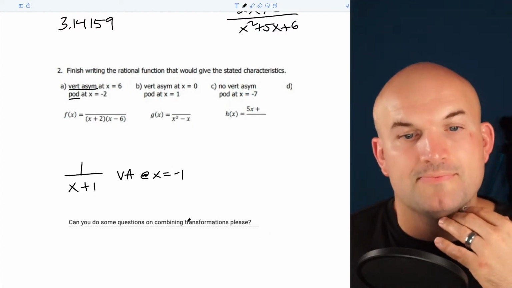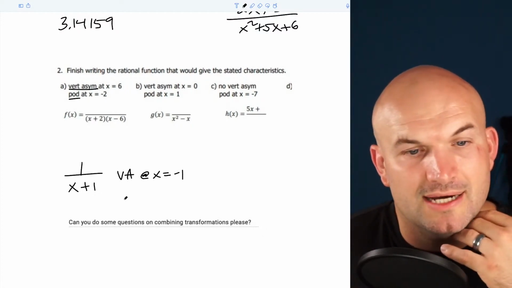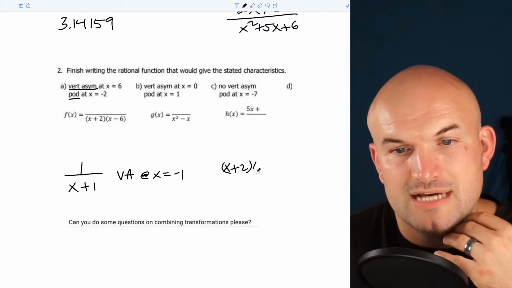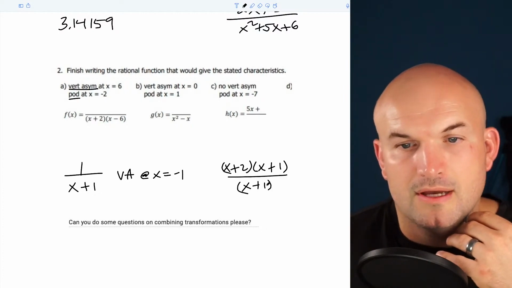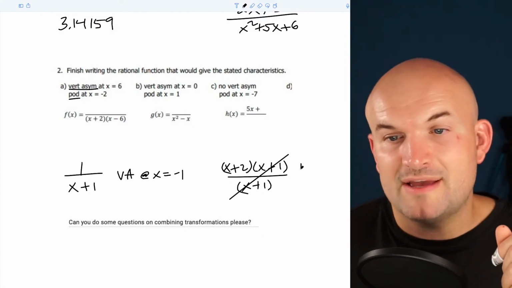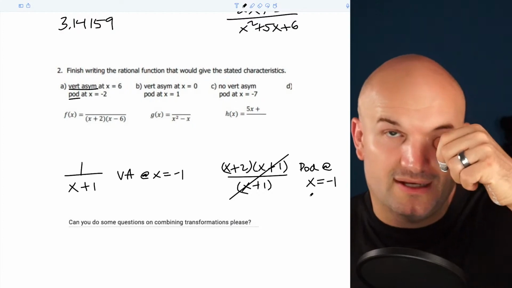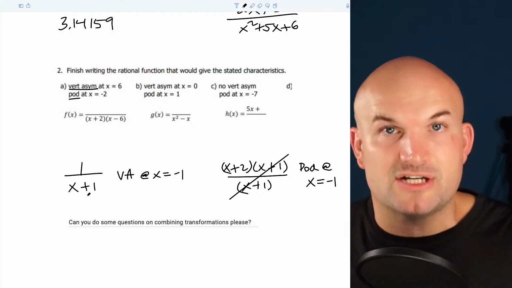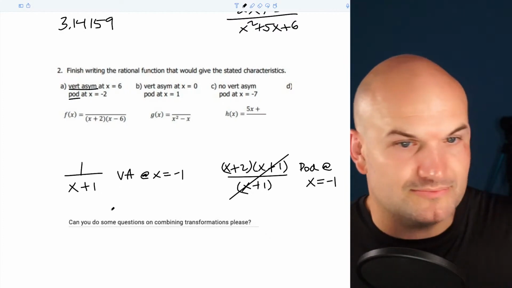1. All right. However, if I had, like, x plus 2 times x plus 1 all over x plus 1, what I want you guys to see is the x plus 1s divide out, right? So therefore, we have a point of discontinuity at x equals negative 1. Now, again, the reason why I'm using negative 1 and not positive 1 is because negative 1 is what makes that expression 0. And that's what would make it undefined in this problem.